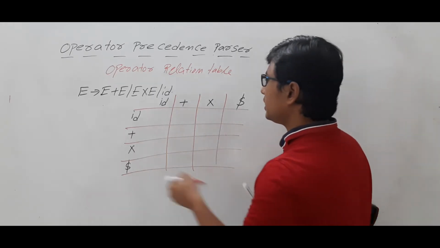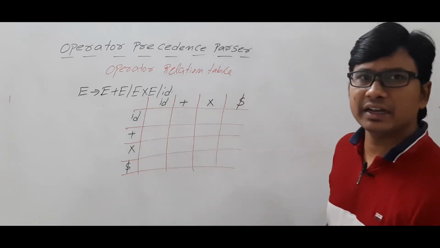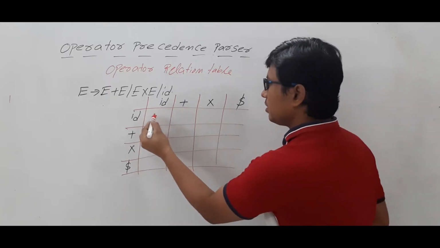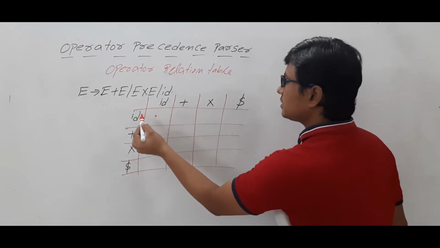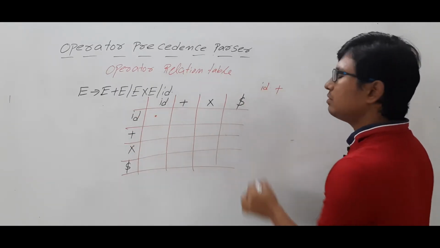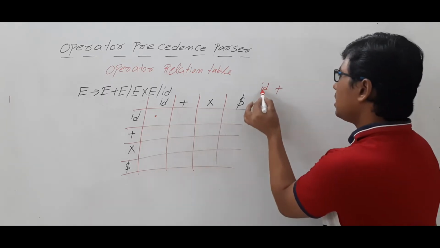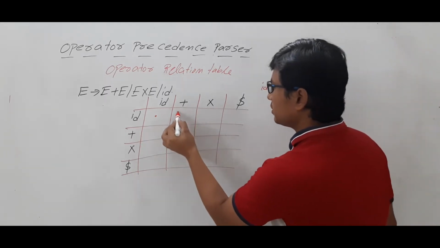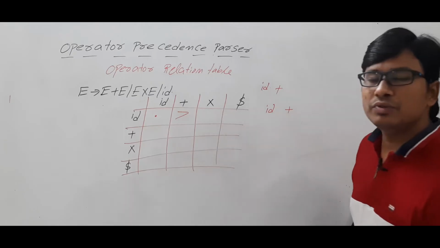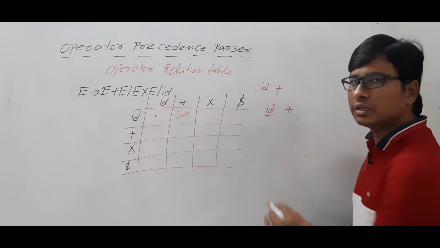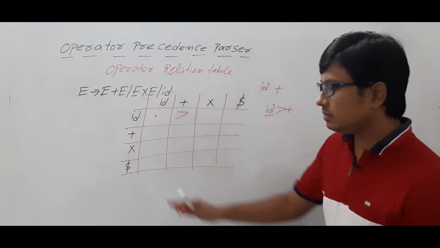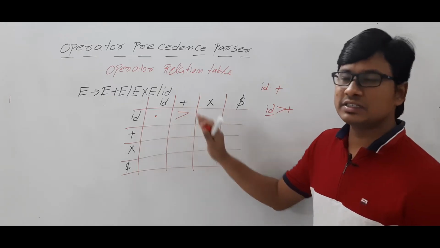Now if you look at it, you have id and id. Between id and id, you will not have any relation. Is it clear? Are you able to understand? Now if you consider id and plus, which one will have the highest precedence? Id will have the highest precedence, so you have to give id more importance. So if you have id and plus, id only you will give more priority. So I am representing id with a symbol. This is the greater than symbol.